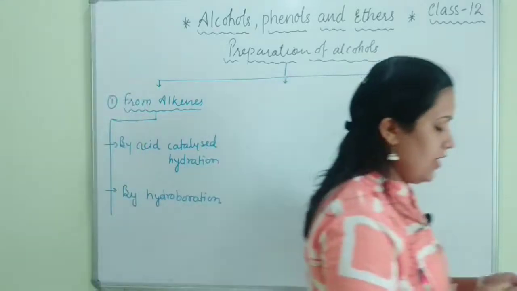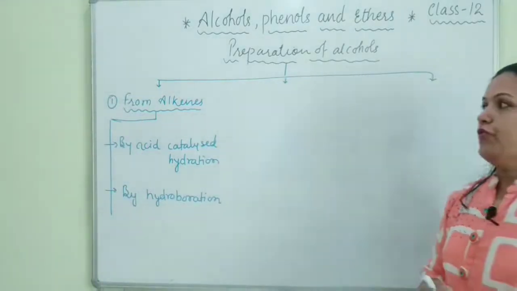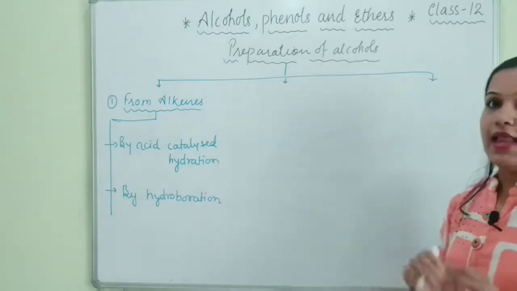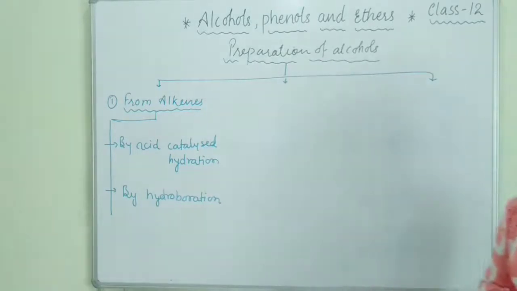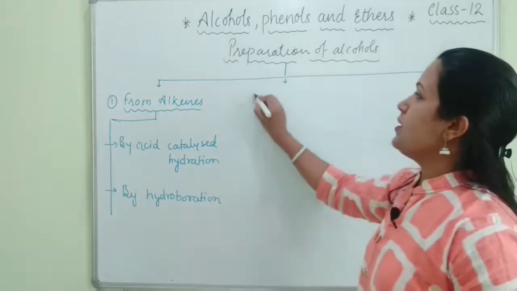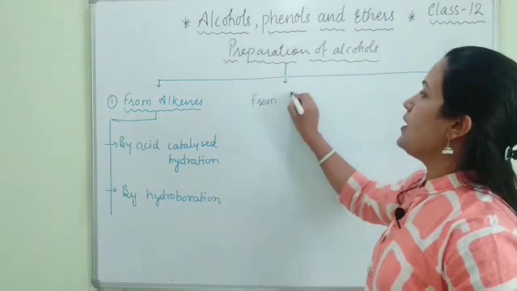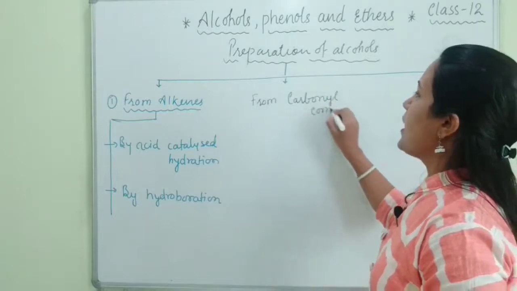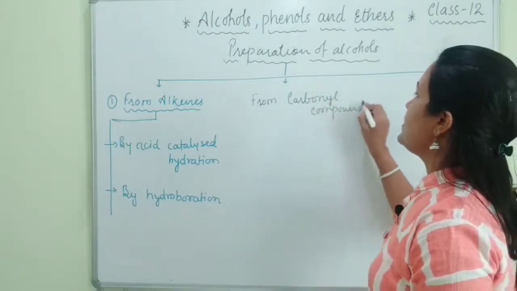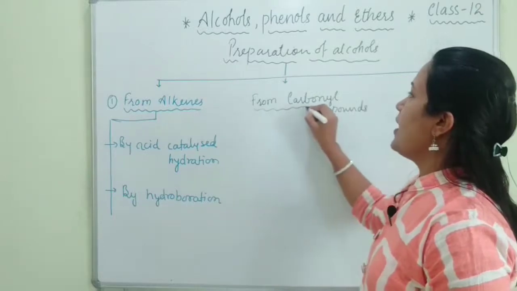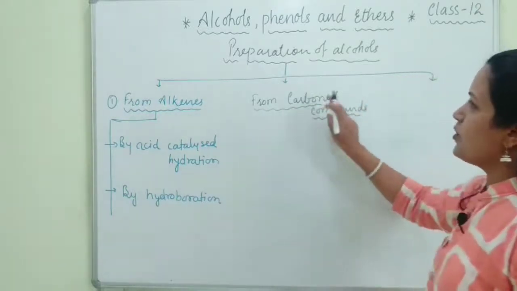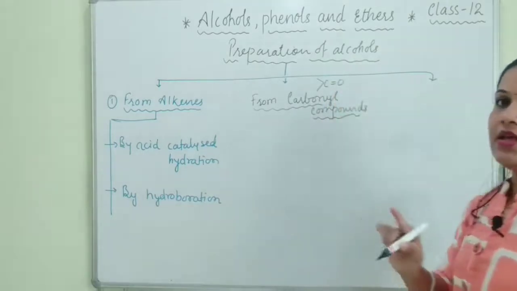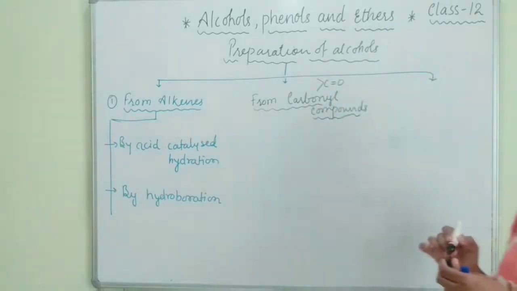Now let's see what the second way for preparation of alcohols is, and the second way is we can prepare it from carbonyl compounds. Carbonyl compounds means the compounds which have a C double bond O linkage.